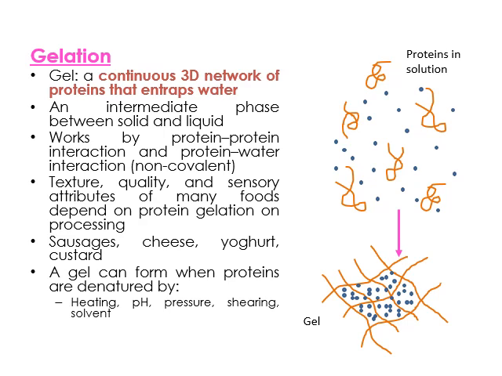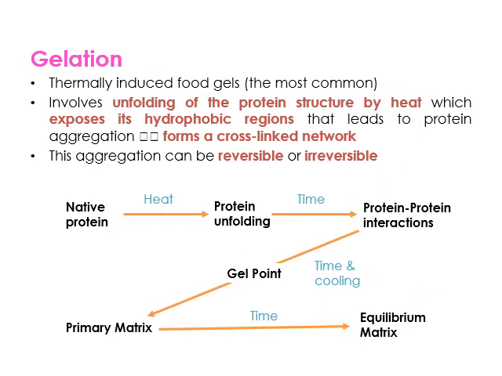Okay, so gelation of protein contributes to the texture, quality, and sensory attributes of many foods. Common gelation of protein can be observed in sausage, cheese, yogurt, and custard. Gel can be formed when protein is denatured by heating, pH, pressure, shearing, or solvent.